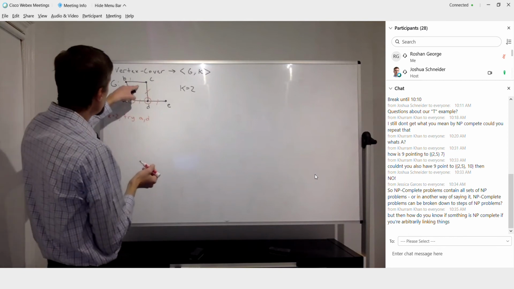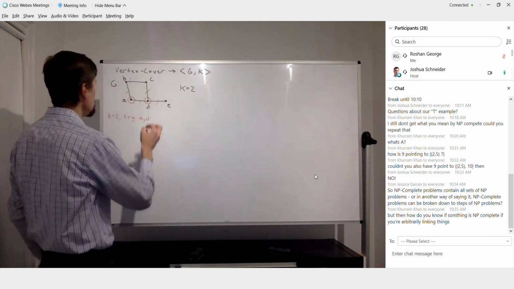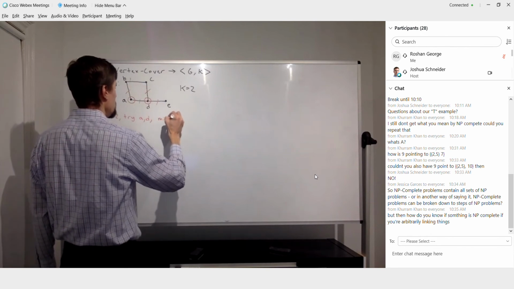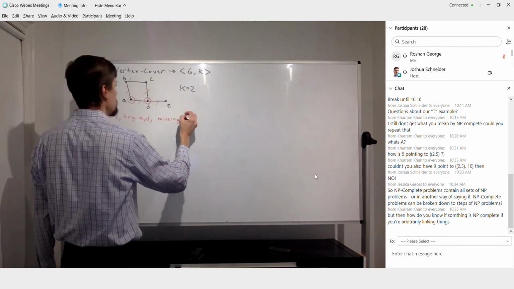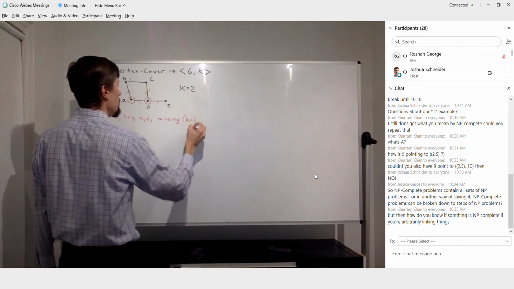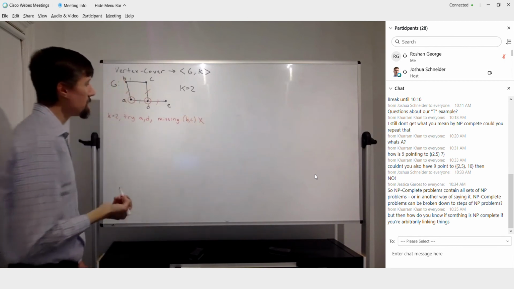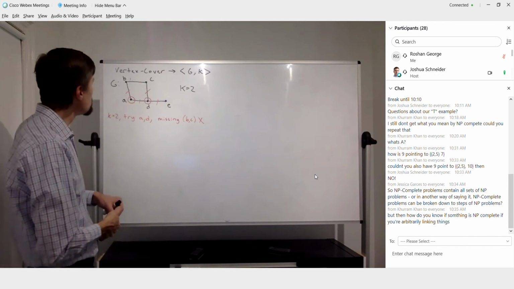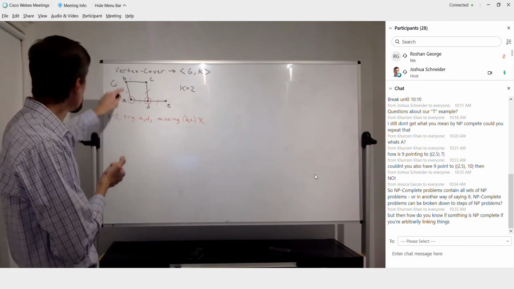And you can see we're missing the edge B, C. So trying A, D, we're missing edge B, C. Okay, so because it's missing the edge B, C, it's not a vertex cover. So obviously we can see what the solution here is. We want to pick B and D.